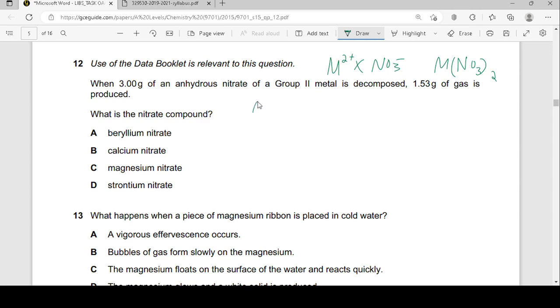So it's decomposed, so M(NO3)2 gives you MO, the metal oxide, and plus, what gas do you get? Well, you have NO3, so that should probably give you NO2 plus O2, right? Usually. So that's the formula for decomposition of group 2 nitrates.